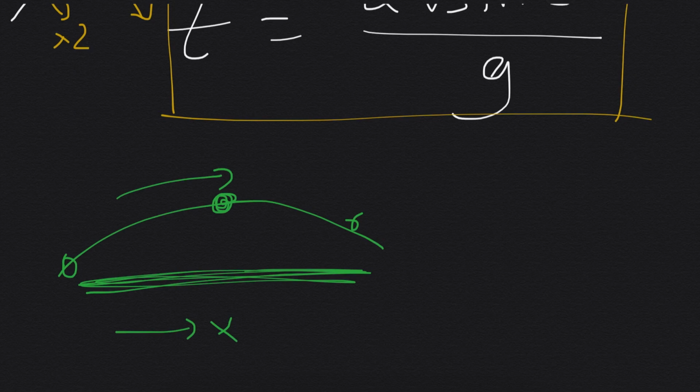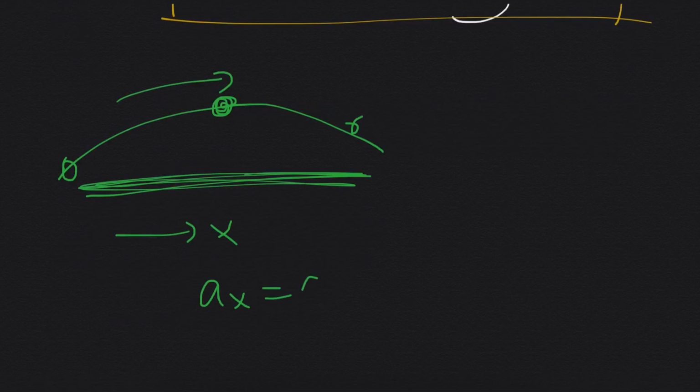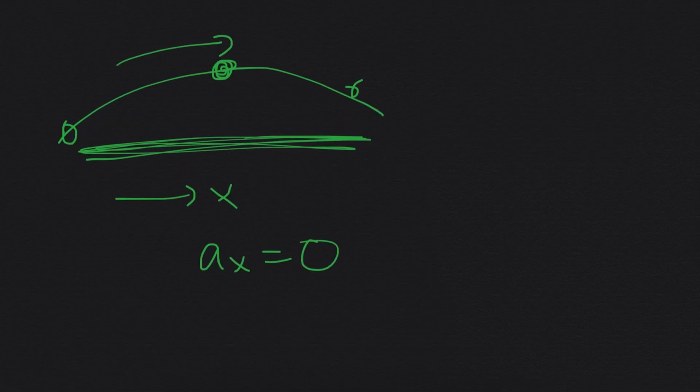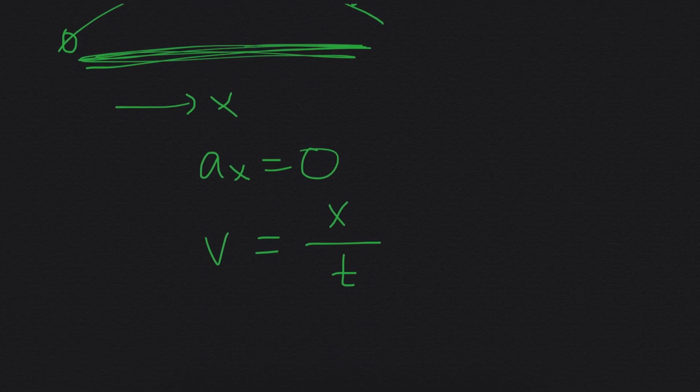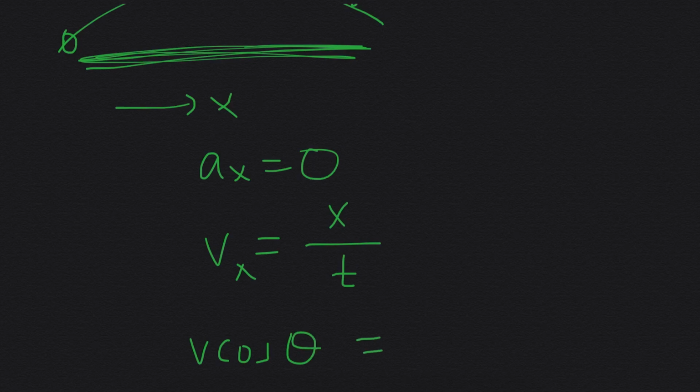So if the x direction, right? The x distance. For our purposes, there is no ax acceleration. It's 0. So we can just use our equation v is equal to x over t. v is equal to distance over time. And in this case, v is the v in the x direction. So let me put vx down there. So vx, remember, is v cosine theta. And x, in this case, is r.